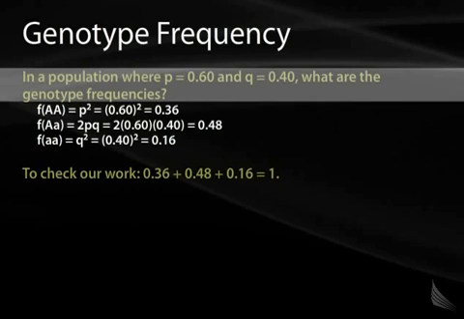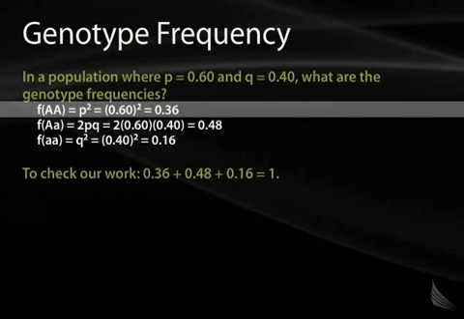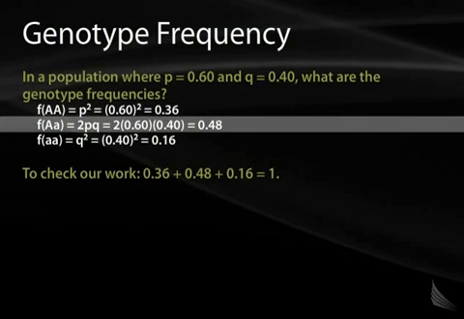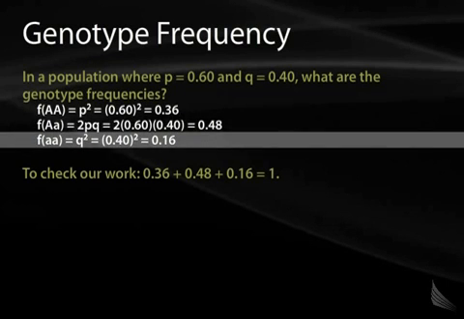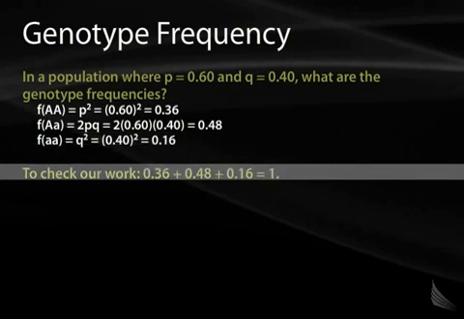So, in a population where P equals 0.6 and Q equals 0.4, what are the genotype frequencies? Well, the frequency of big A is P squared, or 0.6 squared, so that would give you 0.36. The frequency of heterozygosity would be 2pq, 2 times 0.6 times 0.4, which is 0.48. And the frequency of little a is Q squared, or 0.4 squared, so that would be 0.16. Now you can go back and check your work, because remember, the frequencies should all add up to 1. So 0.36 plus 0.48 plus 0.16 comes out to 1, so our work is correct.